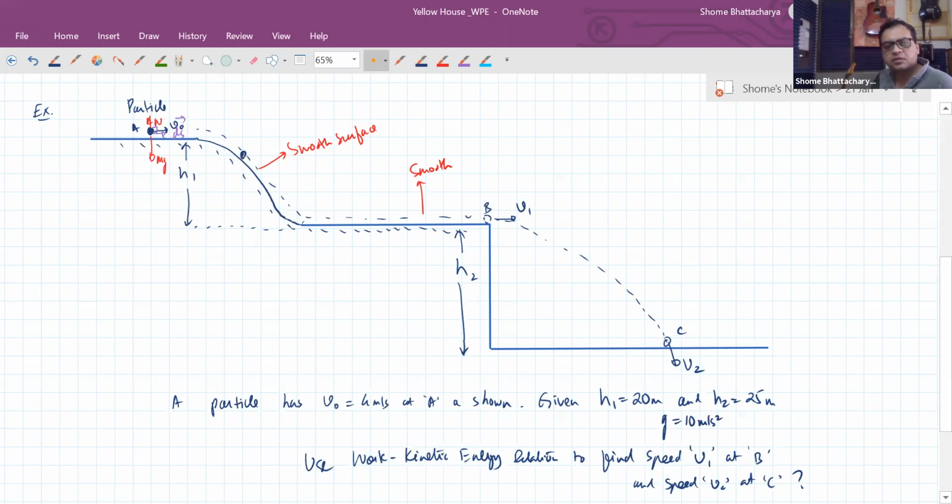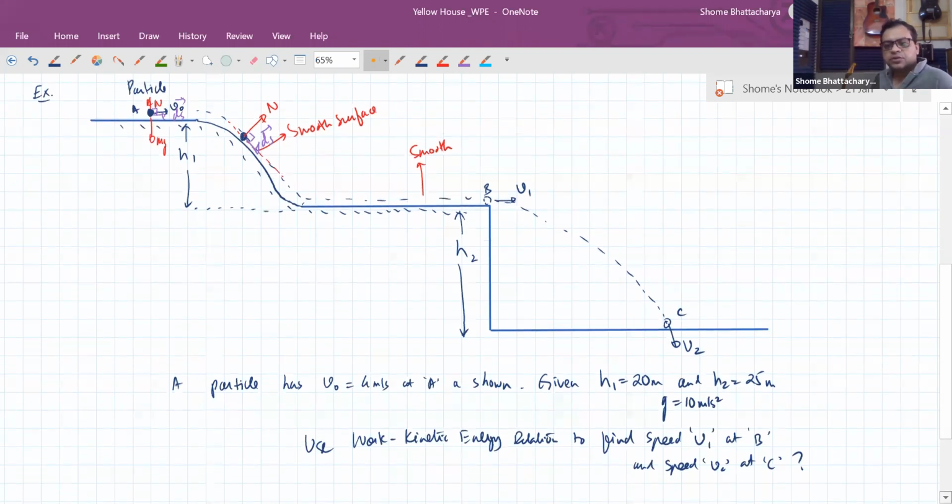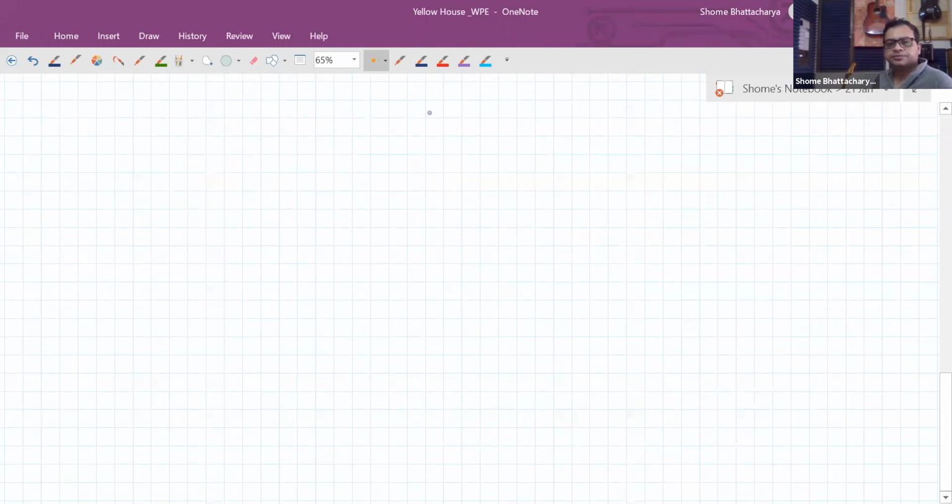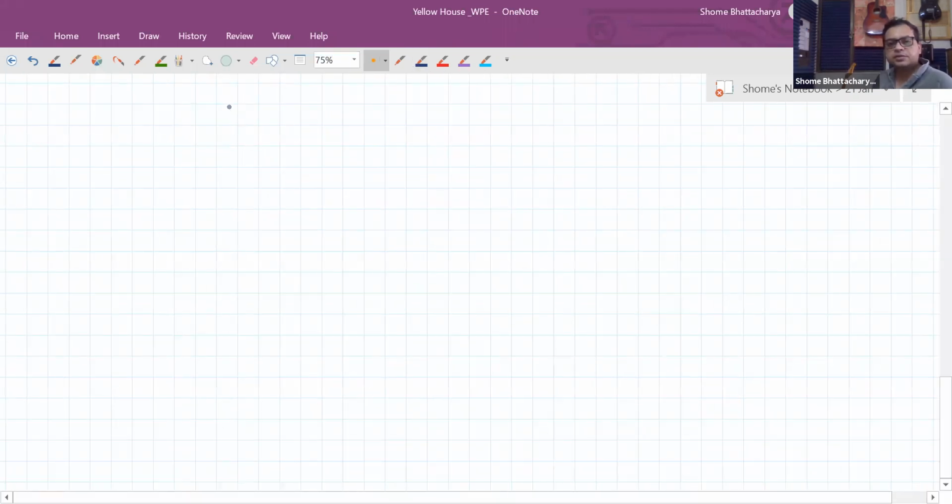Normal reaction will be acting in the direction which is perpendicular to the tangent. Okay, if this is the tangent to the curve at that point, normal reaction will be acting like this, whereas the small displacement ds will be like that. Okay, so work done by normal reaction will be zero. So in all there are two forces acting on it.